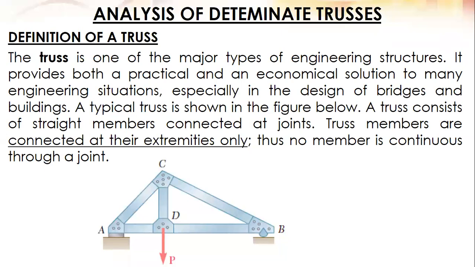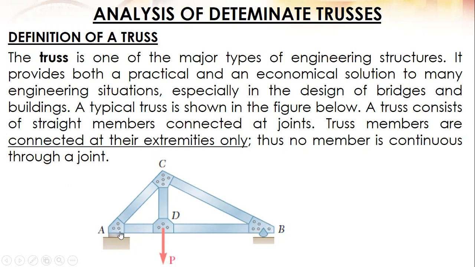It provides both a practical and an economical solution to many engineering situations, especially in the design of bridges and buildings. A typical truss is shown in the figure below, like this one. And a truss consists of straight members connected at joints. Thus, truss members are connected at their extremities only, at the endpoints. Thus, no member is continuous through a joint.